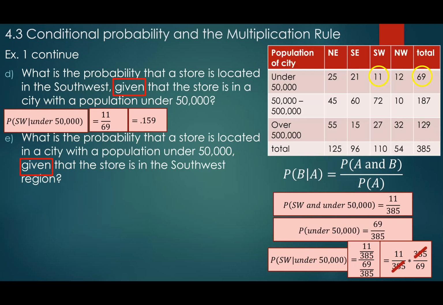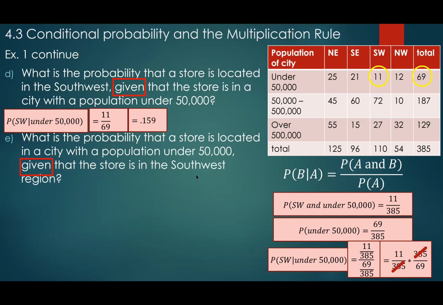The reminder: in a conditional probability, some condition has to be met first. And whatever condition is met first is the thing that follows the word given. So given this problem here, we are focusing on what follows the word given, which in this case is the southwest region. How many cities are located in the southwest region?